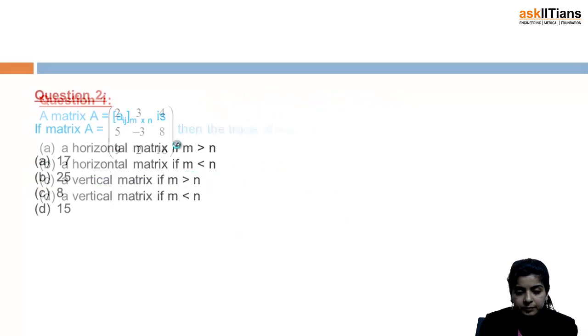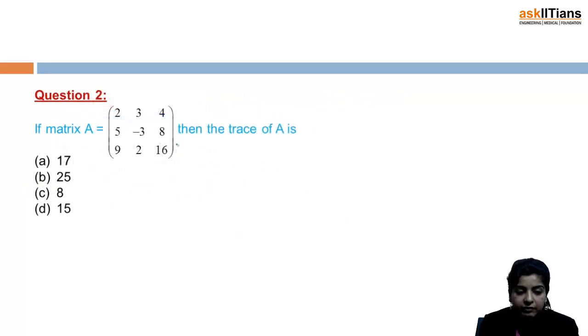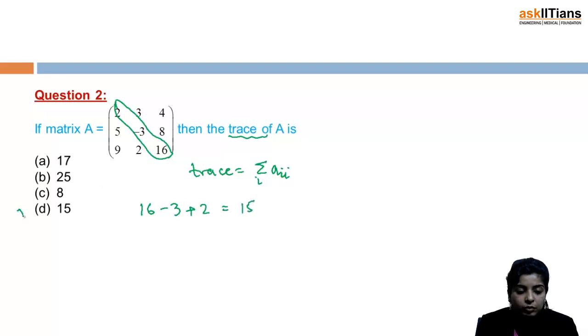Second question I have is, if matrix A is this, then the trace of A is equal to, now trace again is an important concept as I discussed. Trace is equal to summation of A_ii, summation varies over i, which means the summation of diagonal elements. Sum of all these elements will be the trace of the matrix. So what is the trace? 16 minus 3 plus 2, which means 15. So this is the correct option.